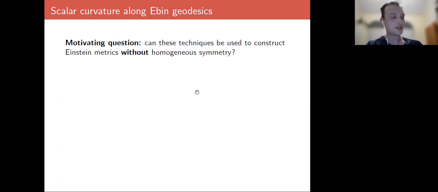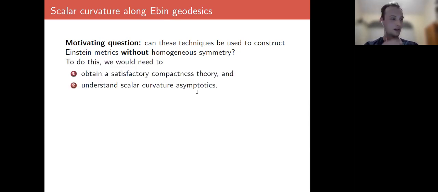So spoiler, we haven't constructed any new Einstein metrics yet. If we had, I definitely would have led with that. But we've made some moves towards understanding this theory, and these are some things that I'm quite excited about and happy to talk to you about at the moment.